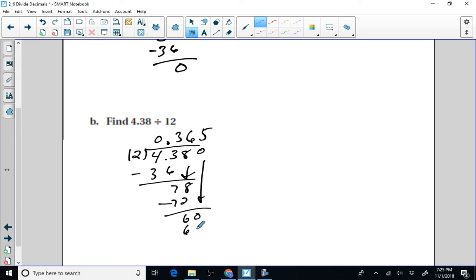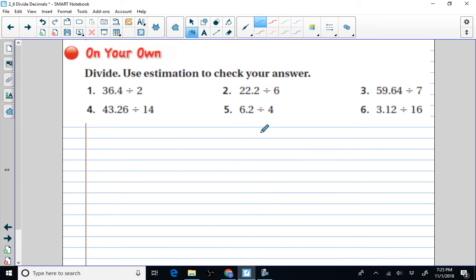5 times 12 is 60. Subtract, I get 0. So our quotient here is going to be 365 thousandths. Okay, we can try each one of these examples. You guys can try them on your own, but I'll work them out here. If you want to try them on your own, you'd stop the video at this point. But I'm going to keep going.